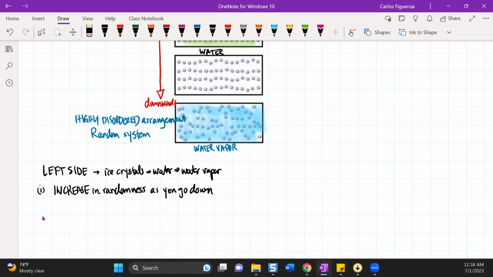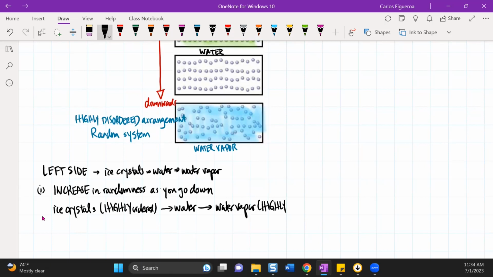So let me not talk about that scientific term yet, but I just want to be really clear. Let me back up a little bit because I'm getting ahead of myself. I start with ice crystals, which is highly ordered. Then I go to water, which is somewhat in between. And then I finally go to water vapor. And water vapor is highly disordered.